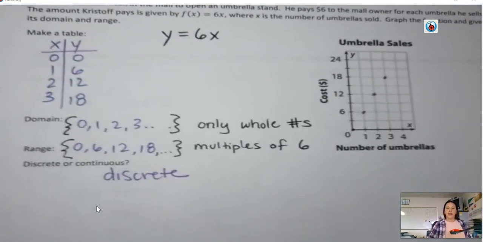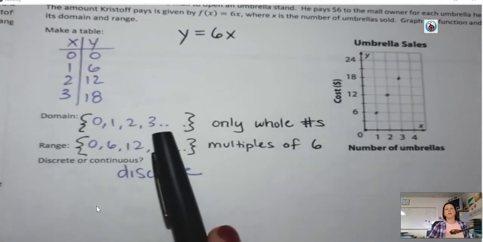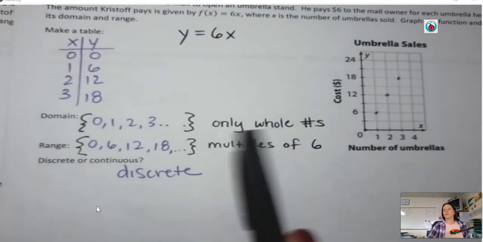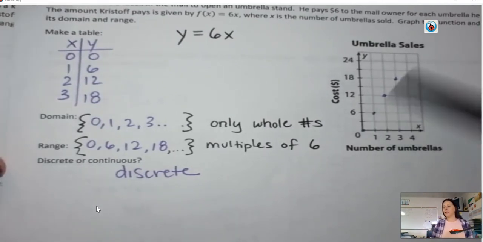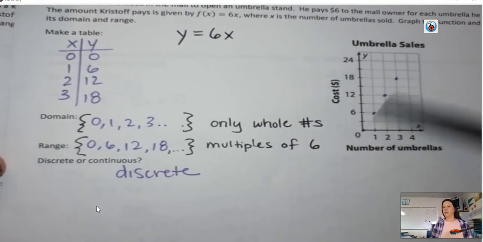The domain, 0, 1, 2, 3, it's only whole numbers because you can't buy part of an umbrella. And the range was 0, 6, 12, 18, so forth and so on, which was your multiples of 6. And then hopefully you noticed you don't connect the dots because you can't buy part of an umbrella. So that is a discrete graph.